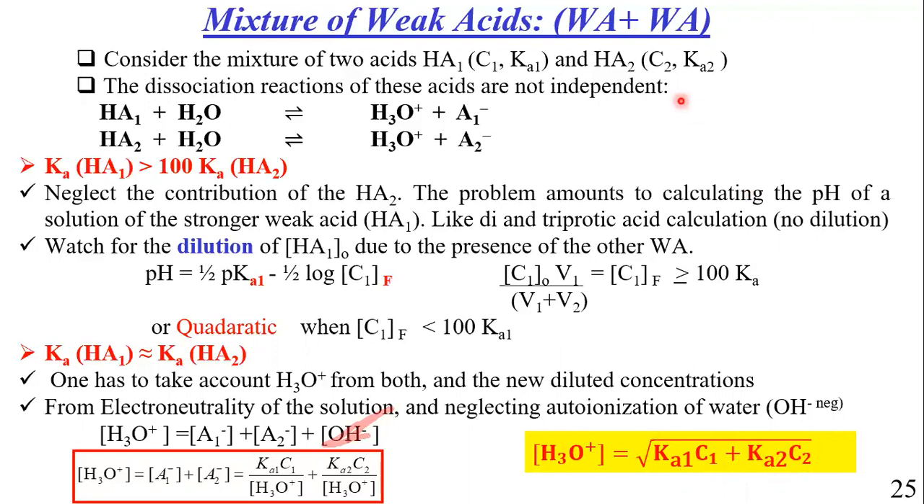This is mixtures of two weak acids. But, and a big but, all of you end up making this mistake, and I don't know why. Do not put the initial concentration here. This is the concentration after dilution, okay? So the C1 here is the concentration of the acid after dilution. The C2 is the concentration of the second acid after dilution.